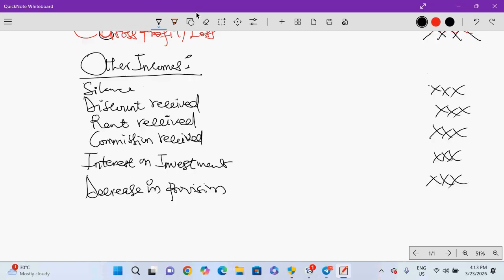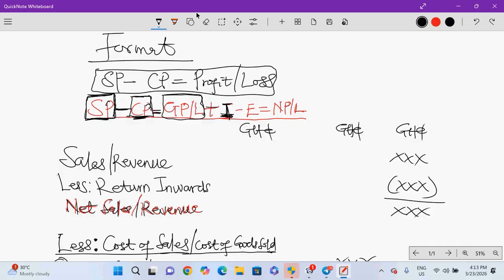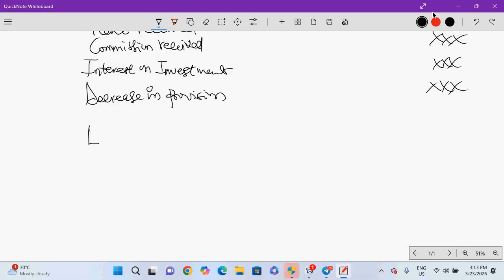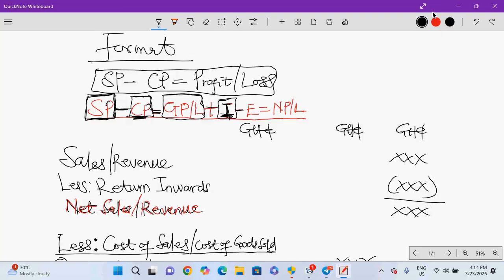What else? And many more that may arise, right? Okay, so let's proceed. Now we are done with other incomes. Now we move on to less expenses. Less operating expenses.